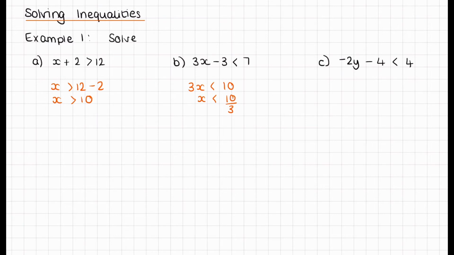Now, if you look at this last example, our first step would be to add the 4 to the other side, so we get 8. Now here, because we are dividing by negative 2, we have to flip the inequality sign to the other side, so y actually is greater than negative 4.